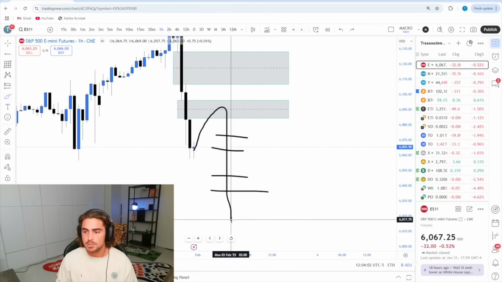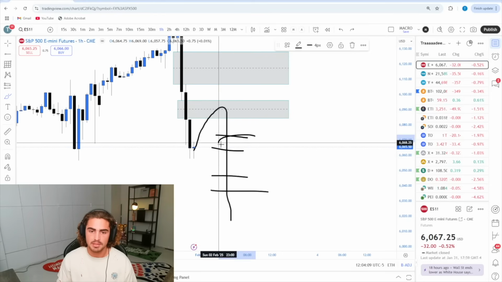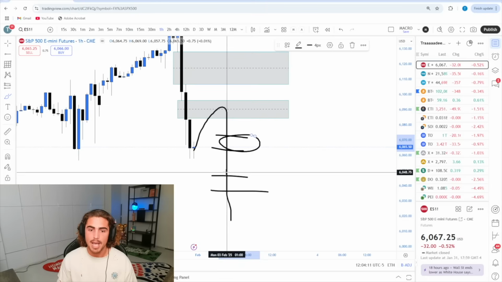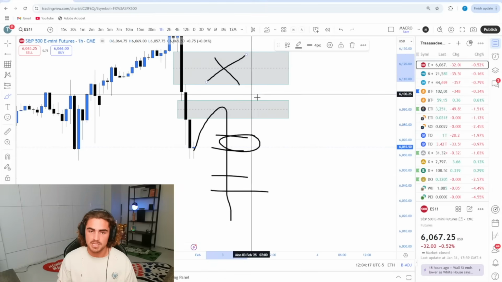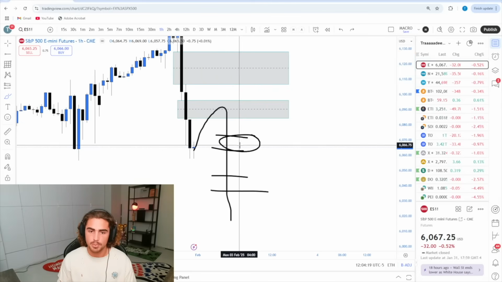So in order for me to see an inverse fair value gap, or to look for a trend reversal, I'm going to need to see this fair value gap get inversed. Why? Because we haven't made a retracement yet, okay? But I don't need to wait for this one. I just need to wait for the top one within this leg down.